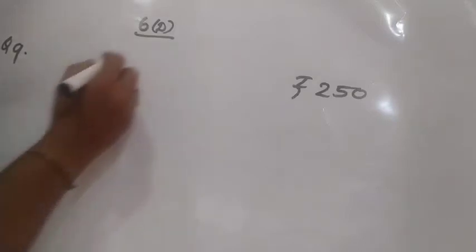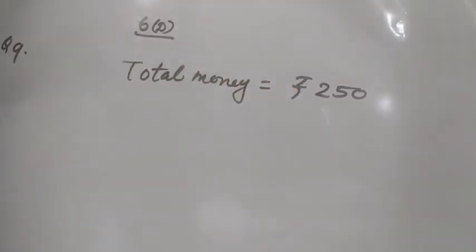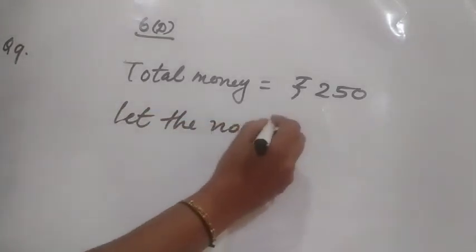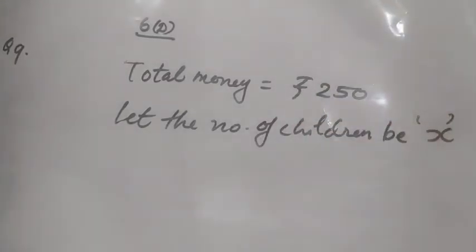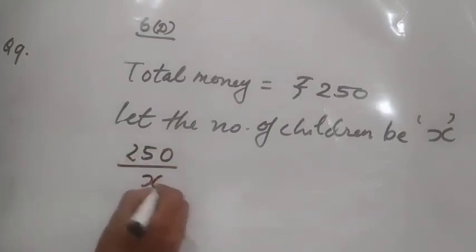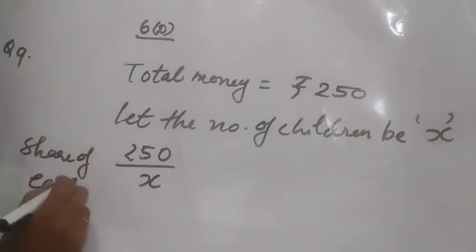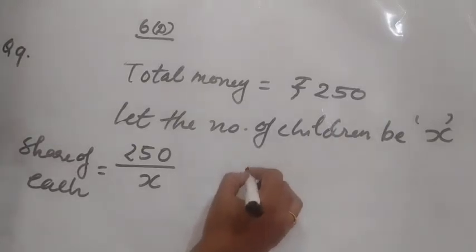That is the question. What is the total money? Total money they have is rupees 250. They are equally divided among a number of children. We don't know the number of children. Let the number of children be x. There are x children, and if we divide this 250 rupees among x children, each one gets 250 by x. So the share of each child is 250 by x.